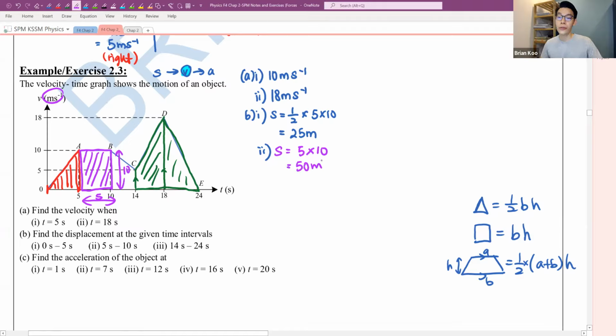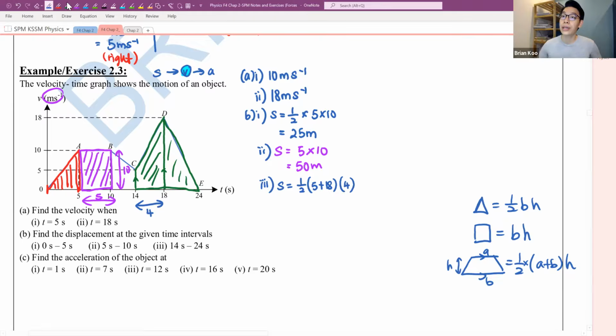Part 2, from 5 to 10 seconds, the object has traveled 50 meters. In this time frame, it has traveled 50 meters. You should be able to get 50. Next one, the displacement would be the trapezium: half times (5 plus 18) times the height here, which is 4. 14 to 18 is 4.